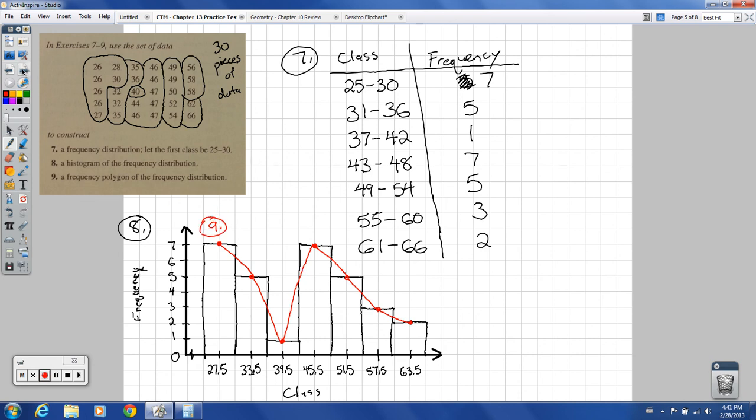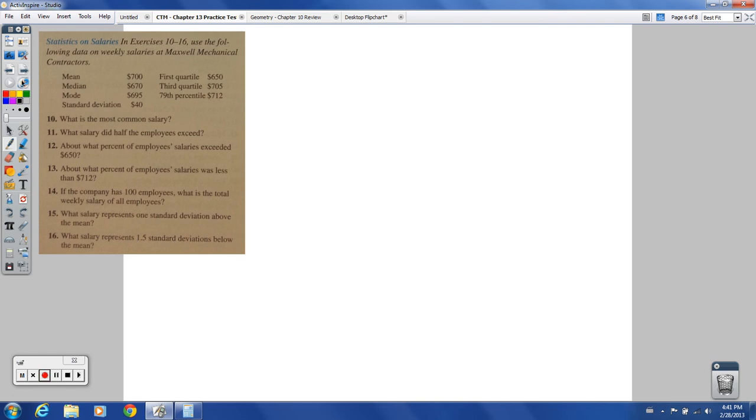And let's move on now to numbers 10 through 16, all using the same information here. We have this mean, median, mode, standard deviation, first and third quartile, 79th percentile, all this stuff given to me in this set of problems. It's statistics on salaries. In exercises 10 through 16, use the following data on weekly salaries at Maxwell Mechanical Contractors. Even I have trouble with that word sometimes. I'm a math teacher, but I still slur it.